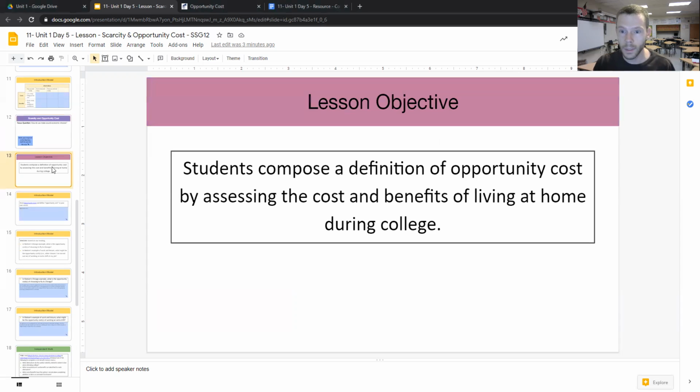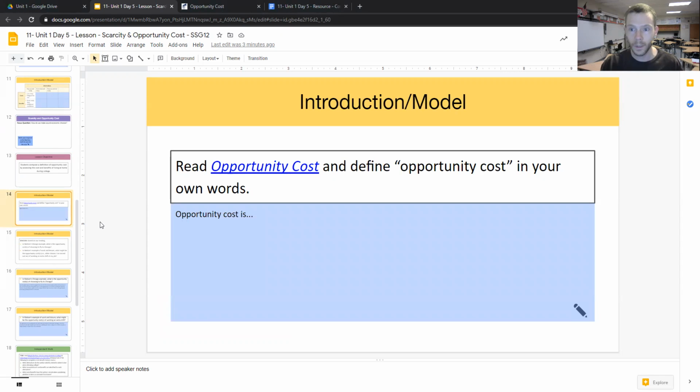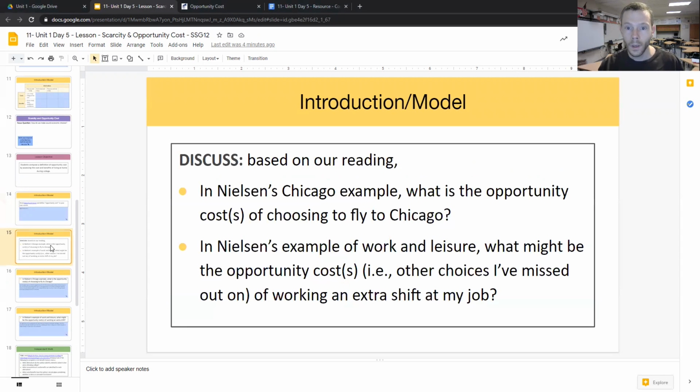So the objective of this lesson for students, you all should know that you should be looking at composing a definition of opportunity cost by assessing the costs and benefits of living at home during college. And in this short video, we're going to look at the introduction model part of the lesson, where we'll look at the article opportunity cost and define opportunity cost in your own words. I've given everybody a brief sentence starter: opportunity cost is, and then you can use an example from the article or an example from your own life.